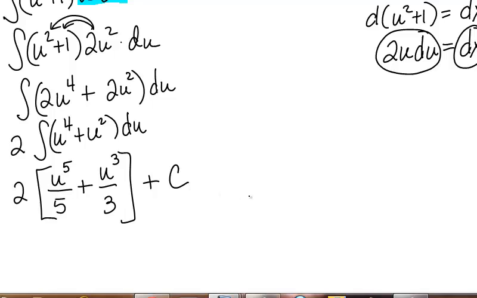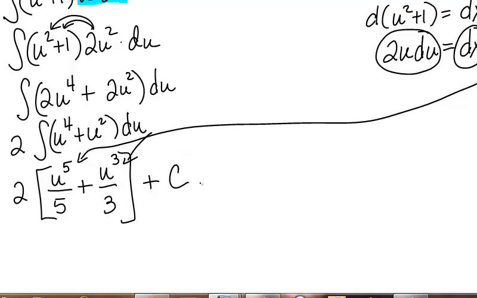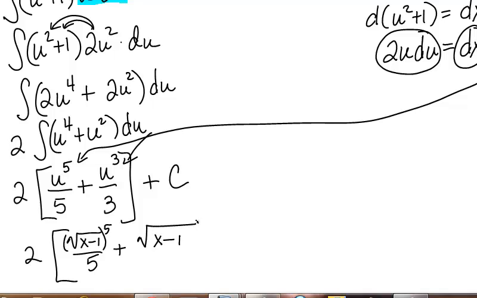Now, if you started with an x, you've got to end with an x. So what does u equal? U is this. So you've got to sub it in here and here. Okay, so we'd have 2 times the square root of x minus 1 to the 5th power over 5, plus the square root of x minus 1 cubed over 3, and then plus c.